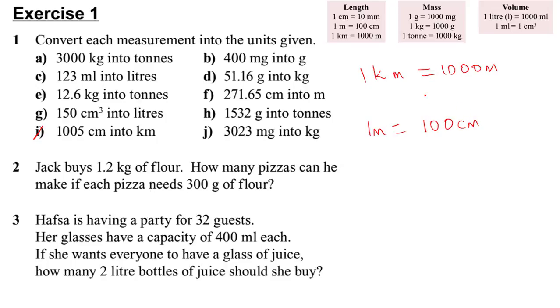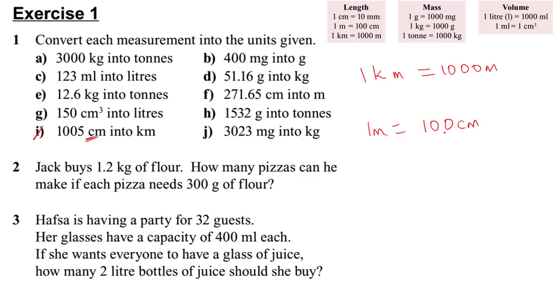Okay, so what you're going to need to do now, you've got 1 kilometer here, and then you've got centimeters here. So you want to move from kilometers to meters and then to centimeters. That's what you're going to do now. So the first thing you need to do is to change these centimeters back to meters first, because we only have the link between meters and centimeters.